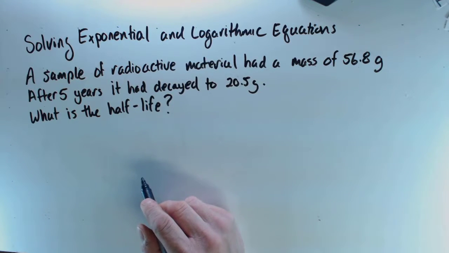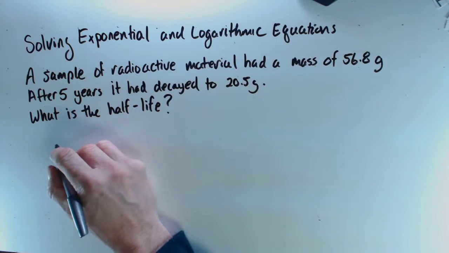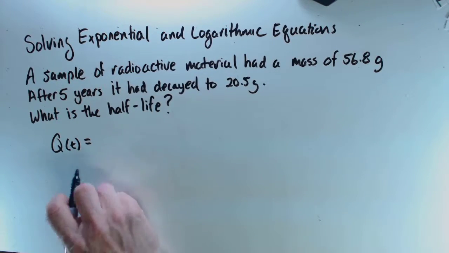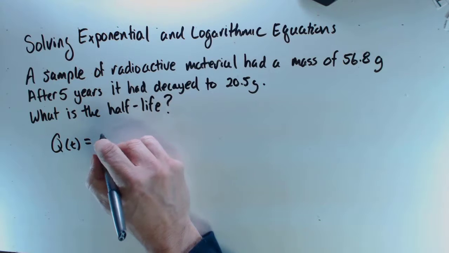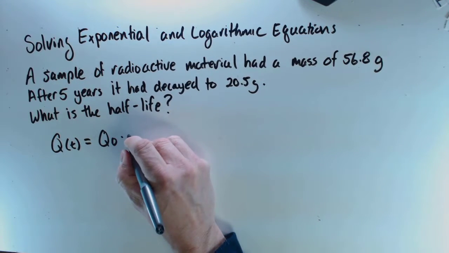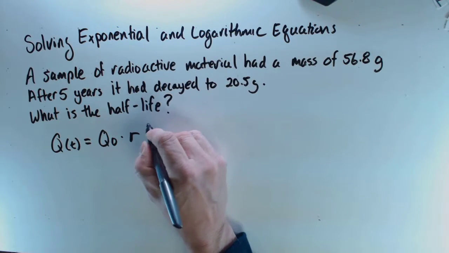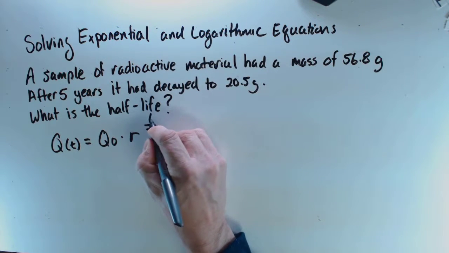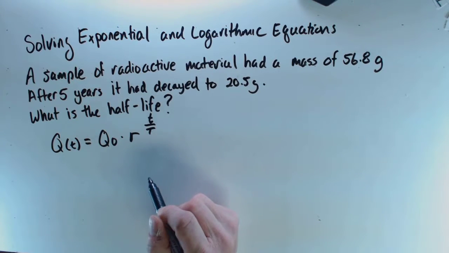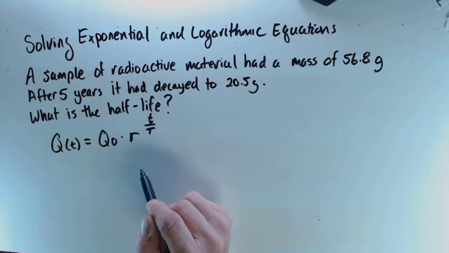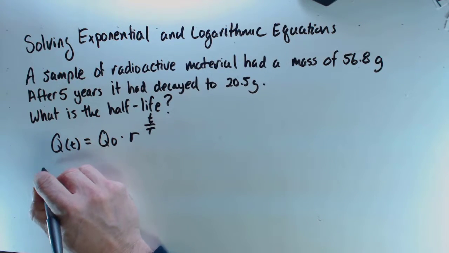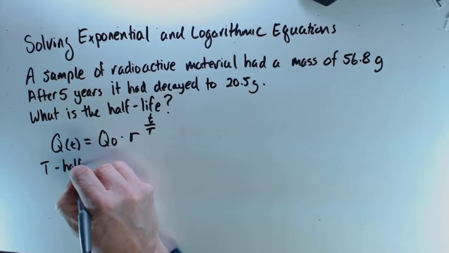We are asked to find the half-life of the material, and so we are going to use our equation for exponential decay. The quantity at time t is a function of the initial amount, so it depends on how much was there to begin with, times the rate of decay, and t is the amount of time that passes, and capital T we are using as the half-life here. Capital T is the thing we do not know. It's a half-life, so we do know what R is.